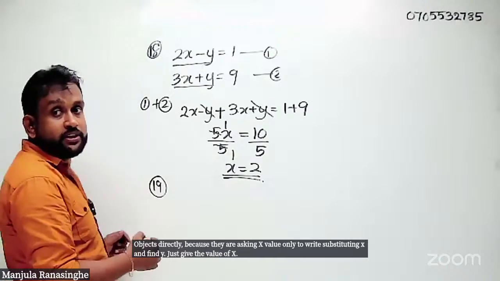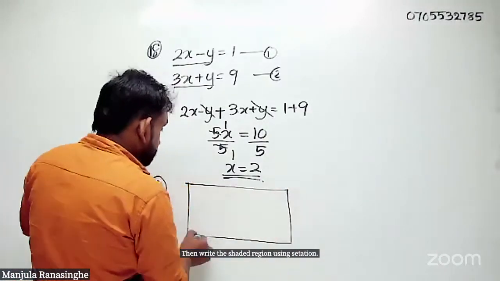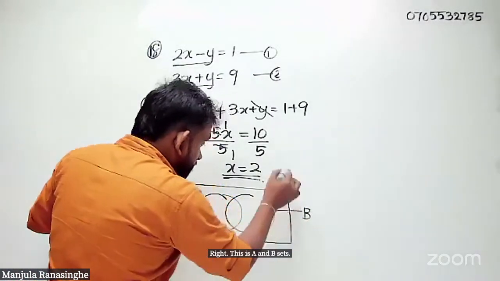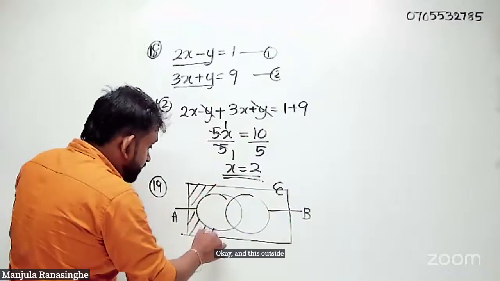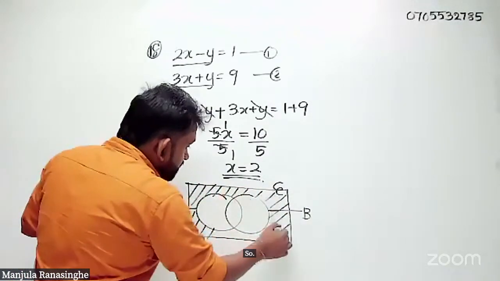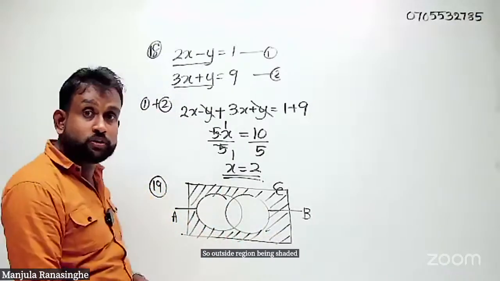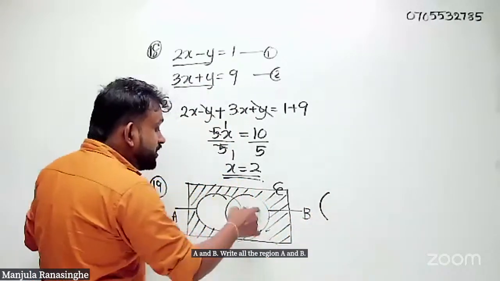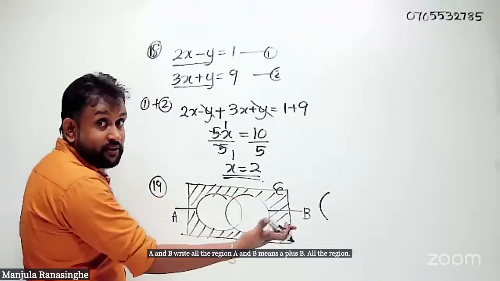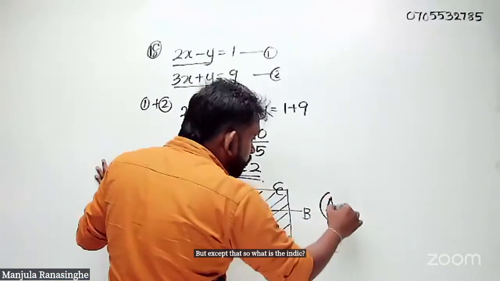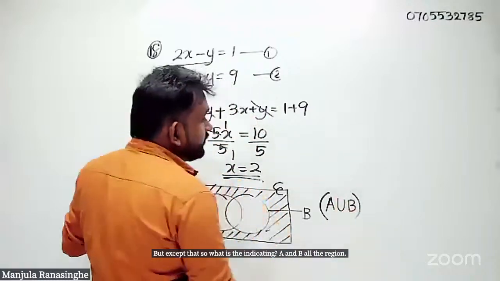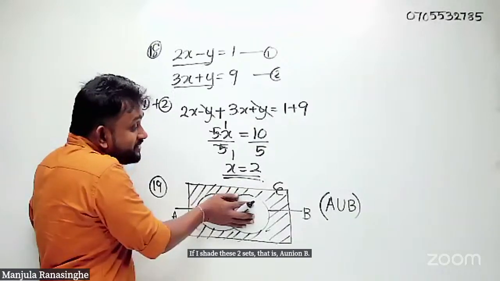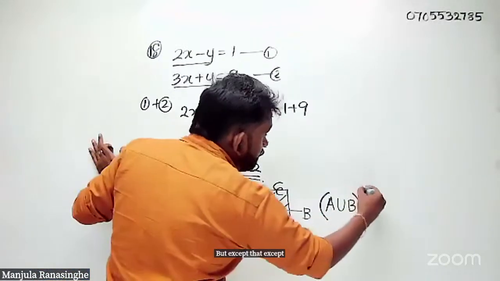Then write the shaded region using set notation. Right, this is A and B sets. Okay, and this outside region is being shaded, except A and B both. All the region of A and B means A plus B, all the region, but except that. So what is indicating A and B, all the region? A union B, right? If I shade these two sets, that is A union B, but except that. So except that means the complement, right?